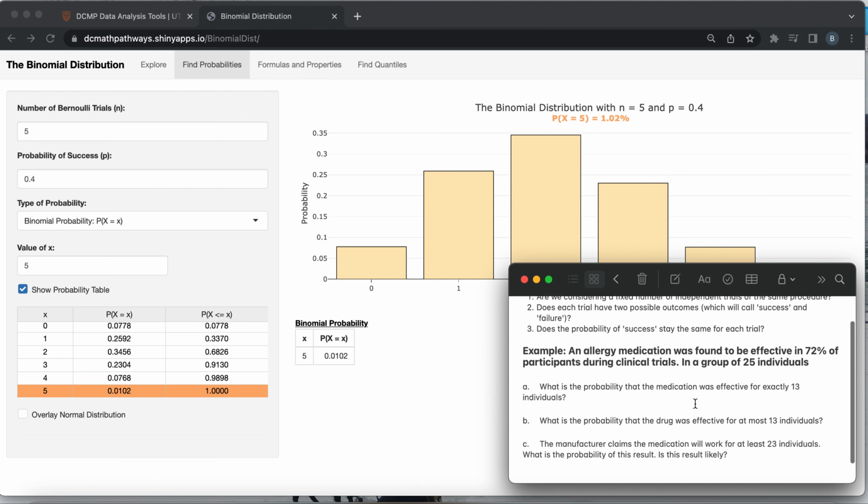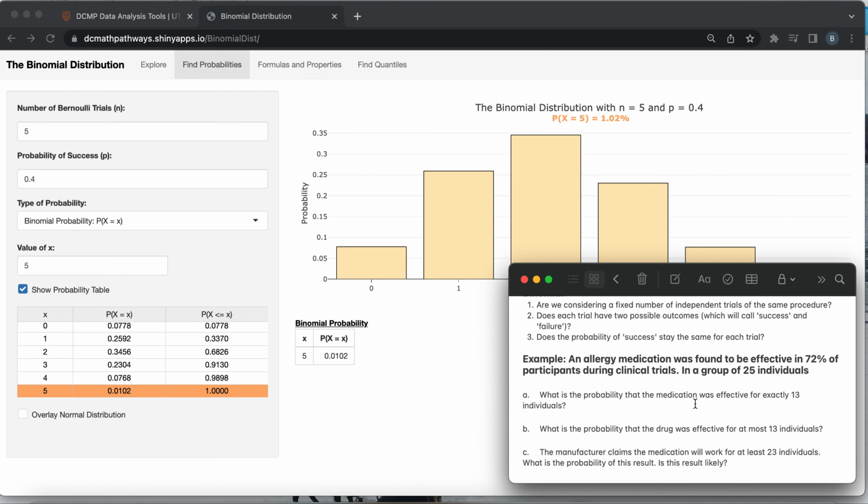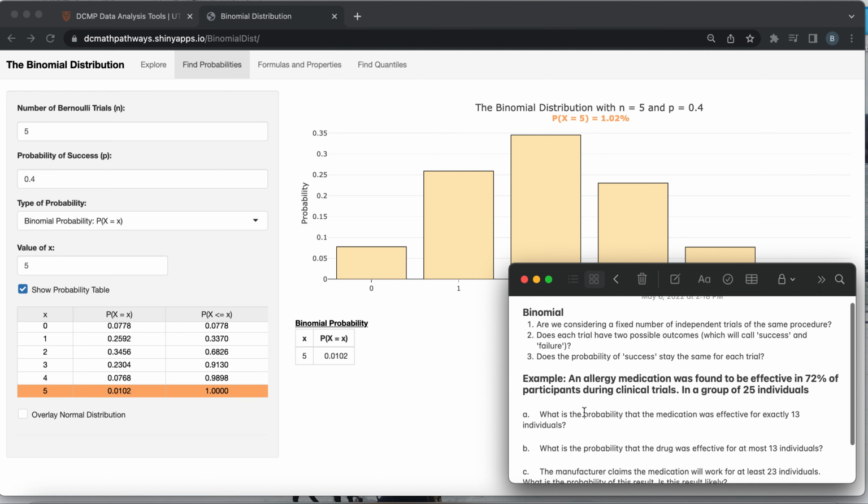So for our question, we have an allergy medication that was found to be effective in 72% of participants during clinical trials. In a group of 25 individuals, we first want to know what is the probability that the medication was effective for exactly 13 individuals. So first we need to see if this scenario follows binomial distribution.